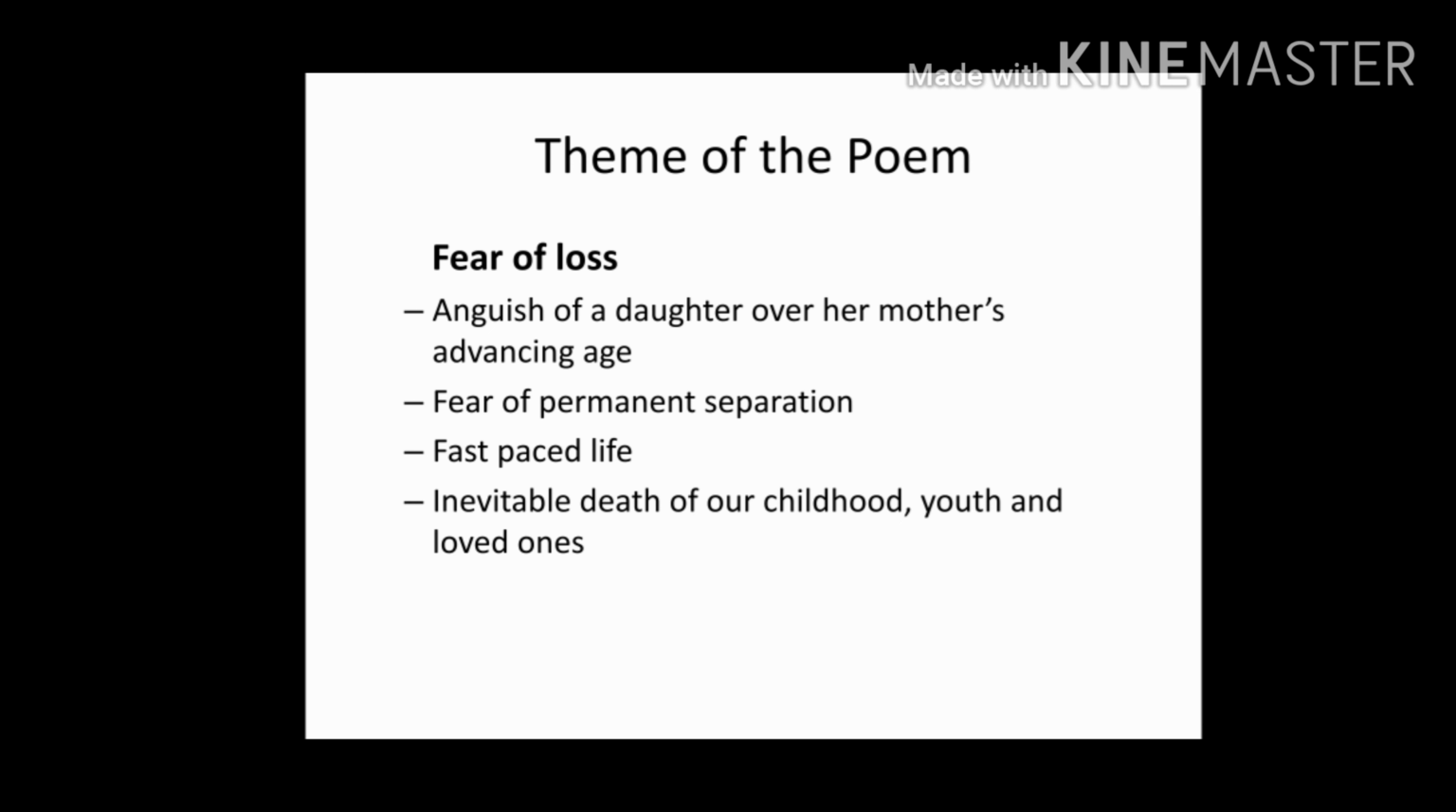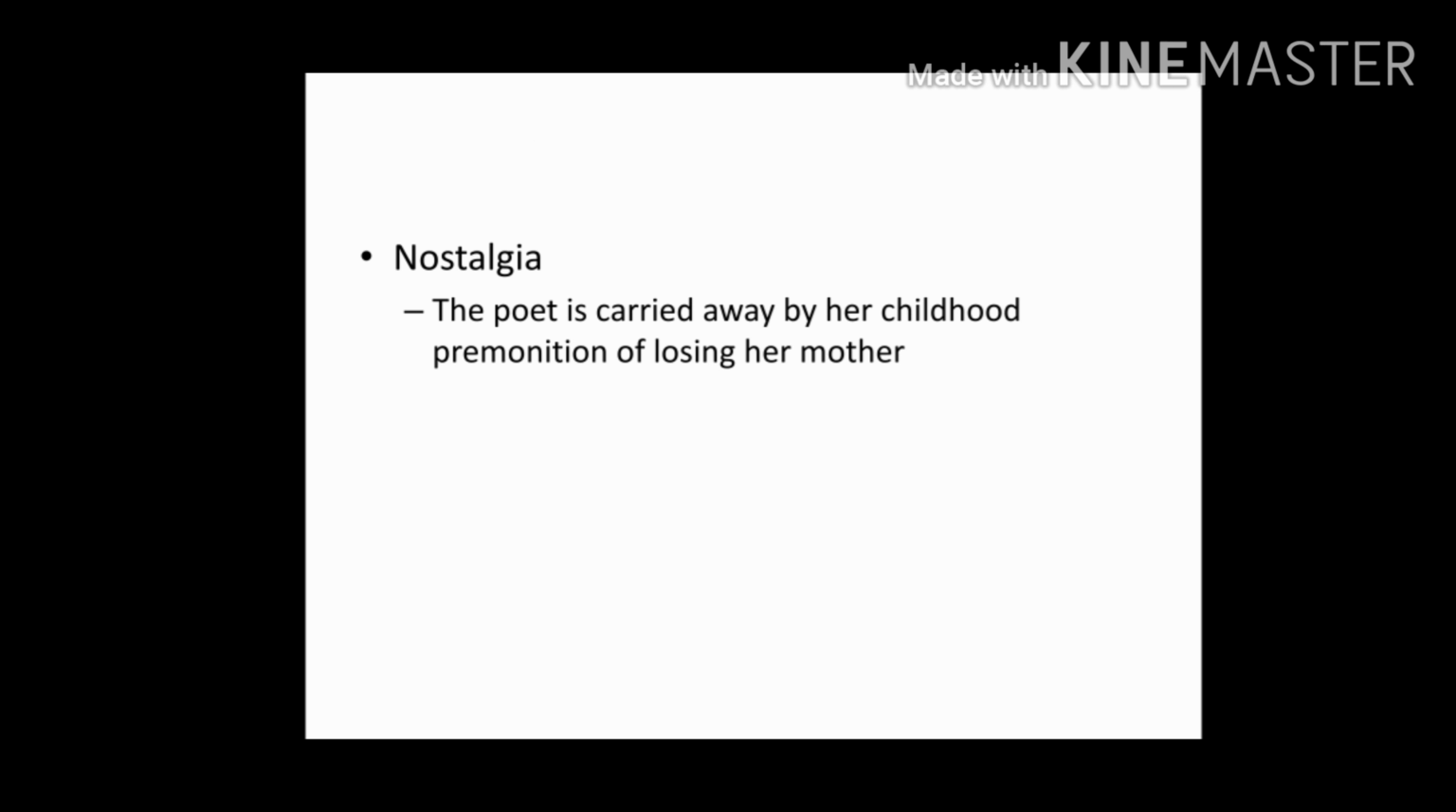Now let us talk about the theme of the poem. The theme of the poem is fear of loss, anguish of a daughter over her mother's advancing age. It is also the fear of permanent separation and fast-paced life. The theme is also related to inevitable death of our childhood, youth, and loved ones. The theme of nostalgia is also there. The poet is carried away by her childhood premonition of losing her mother.